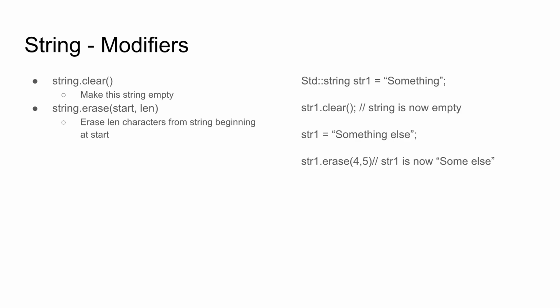Clear will take out everything inside the string, and then .erase will erase len characters beginning from start. So if we do string 1 equals something, we clear it, now gone. String 1 equals something else, and then we can erase 5 characters beginning at position 4. So 0, 1, 2, 3, 4. Erase 5 characters. THING. So some else.